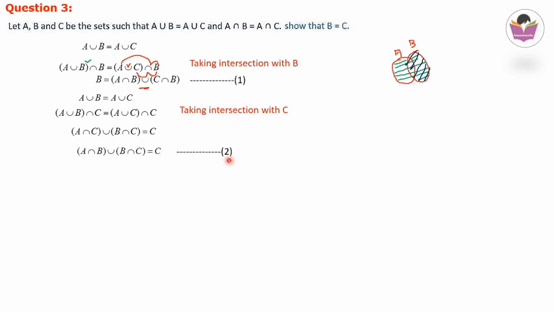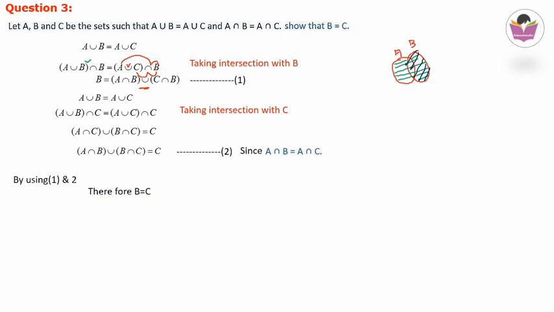Now 1 and 2, clearly you can observe. On the right hand side of the first equation, A intersection B union C intersection B. Of course C intersection B or B intersection C are both the same. And here on the left side of 2 also the same, A intersection B union B intersection C. That means here RHS and here LHS will be equal. That means B and C clearly will be equal. So when we write by using 1 and 2 we can tell that B and C are equal.